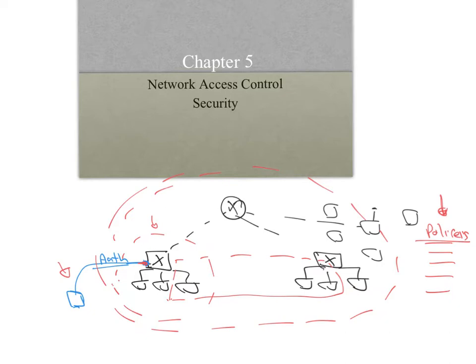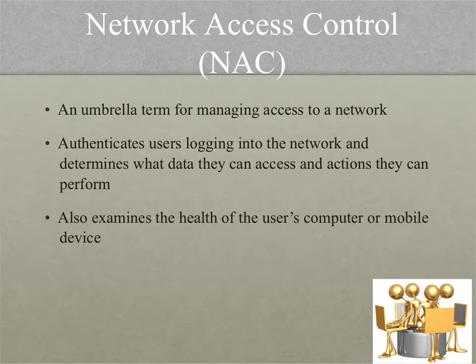Okay, so we'll talk about how we group this picture in the standard. Network access control security is an umbrella term for managing access to the network physically, because we can have access to the network logically, right? We can have access to a server, but here we'll talk about the physical topology.